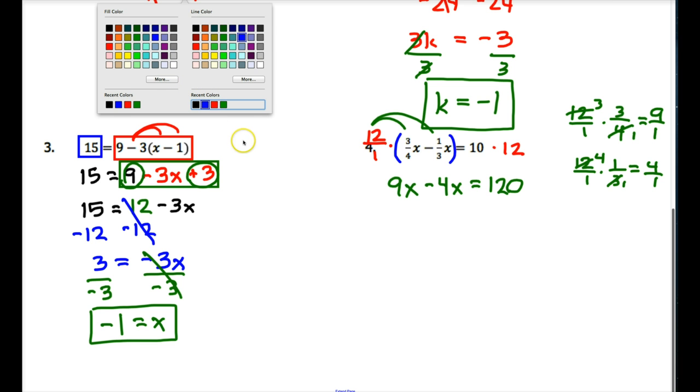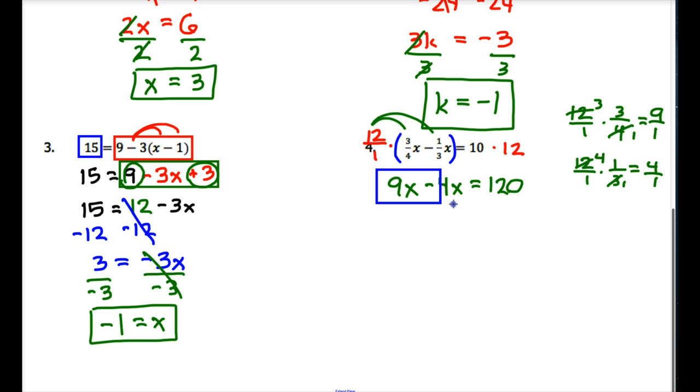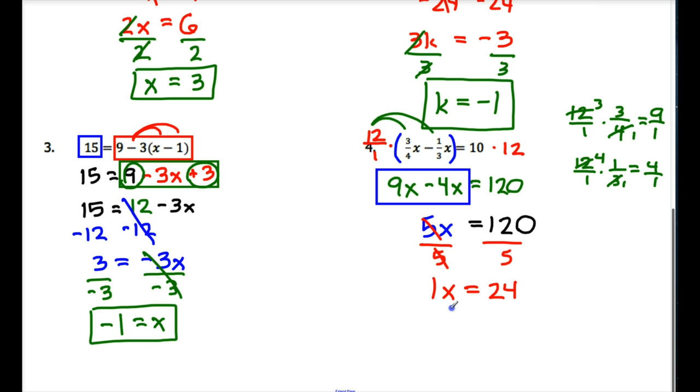So I'll just look at the left side again first. I have a 9x minus 4x. Those are both like terms. 9x minus 4x is 5x equals 120. And now I can just isolate x by dividing both sides by 5. So if I divide here and here, I get x is equal to 120 divided by 5, which gives me 24.